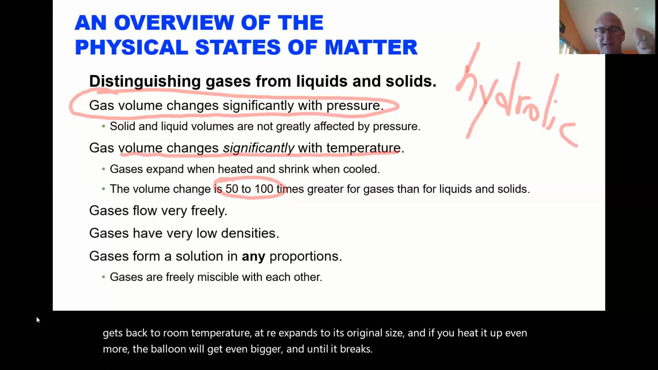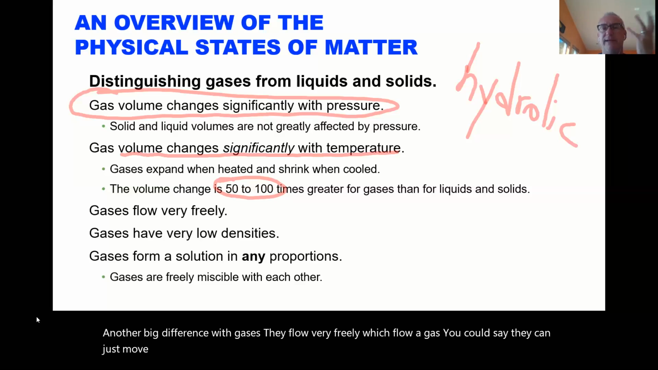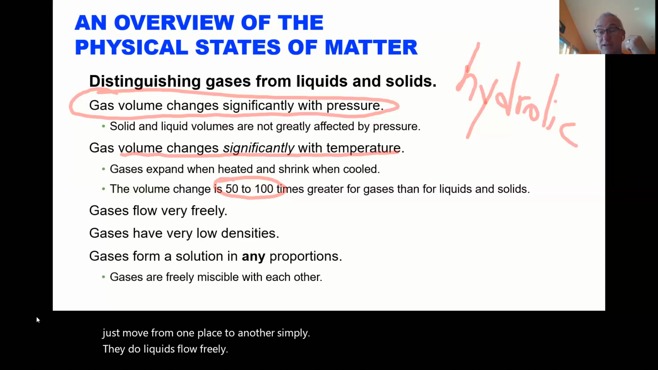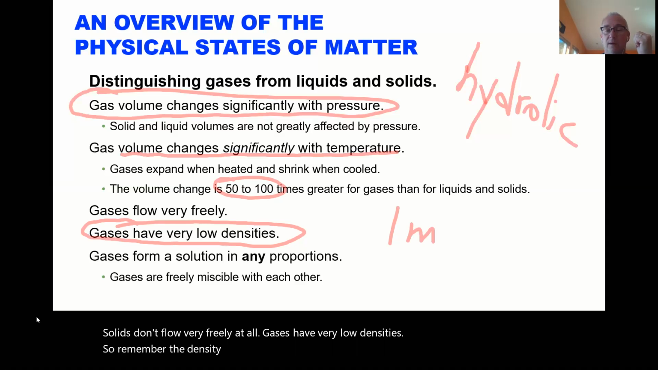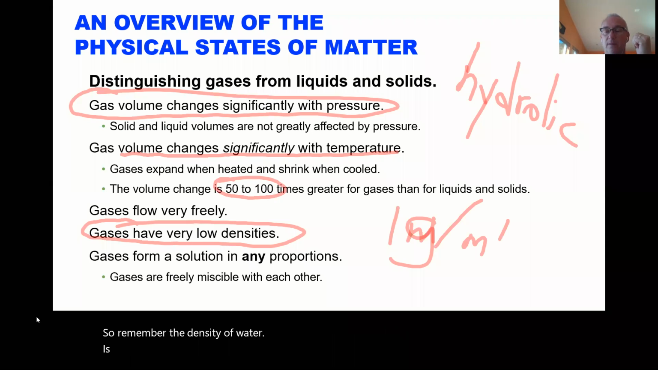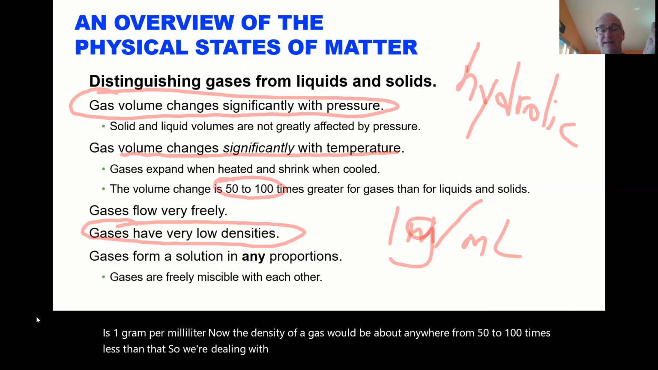Another big difference with gases, they flow very freely. Like flow, a gas? Well, yeah, they can just move from one place to another simply. Liquids flow freely. Solids don't flow very freely at all. Gases have very low densities. So remember, the density of water is 1 gram per milliliter. Now the density of a gas would be about anywhere from 50 to 100 times less than that. So we're dealing with very, very low densities.